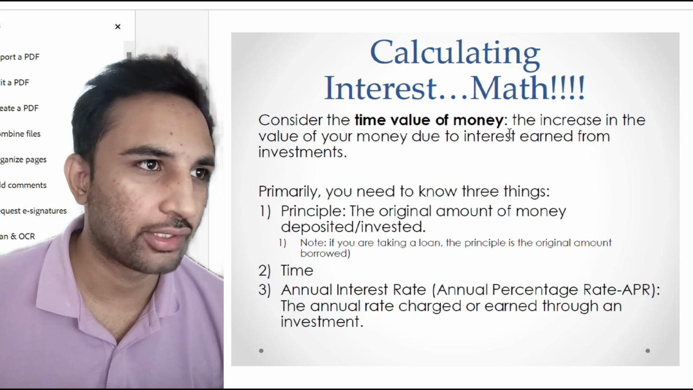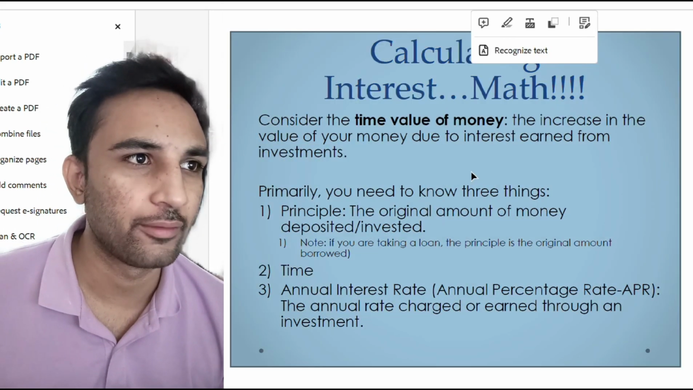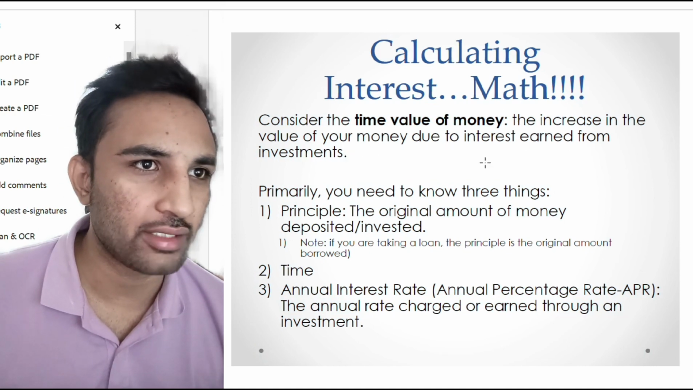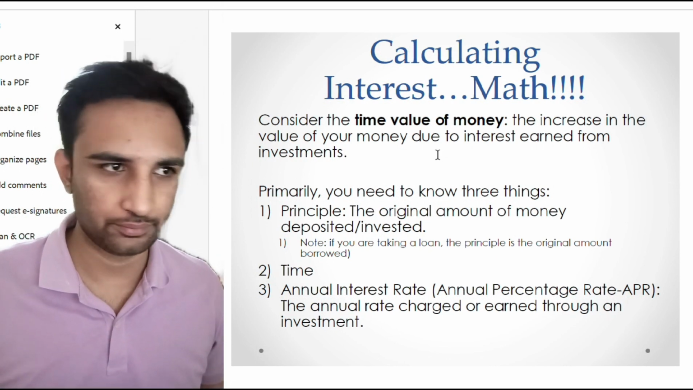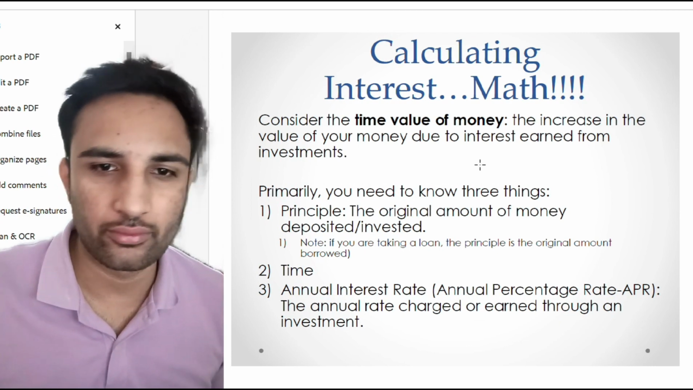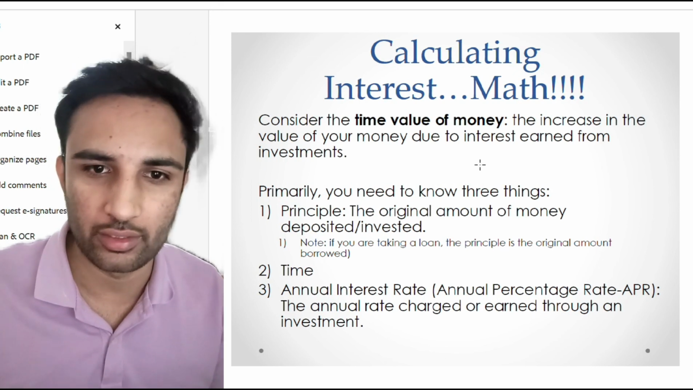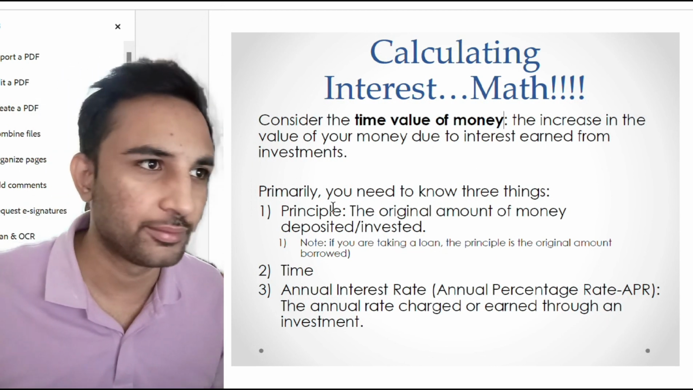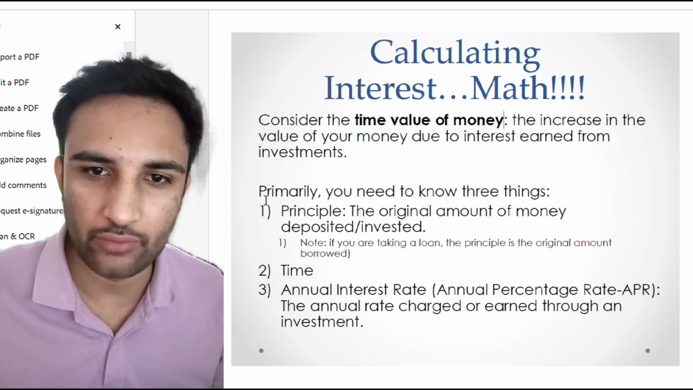Calculating interest, right? Consider the time value of money. This is important. Time value of money: the increase in the value of your money due to interest earned from investment. So let's say you have invested $10,000 in some scheme, right? After 5 or 10 years, that $10,000 will not remain the same, because you will earn interest on that amount, and that will keep compounding, right? So it will not be $10,000 after 10 years.